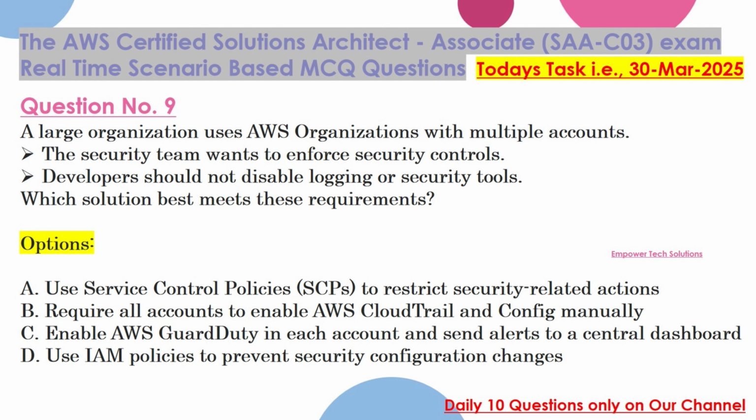Options: A. Use service control policies, SCPs, to restrict security-related actions. B. Require all accounts to enable AWS CloudTrail and Config manually. C. Enable AWS GuardDuty in each account and send alerts to a central dashboard. D. Use IAM policies to prevent security configuration changes.